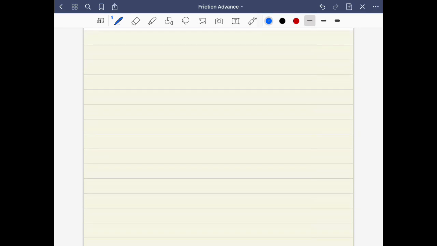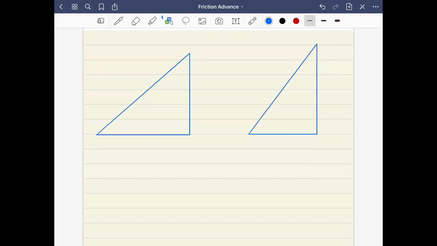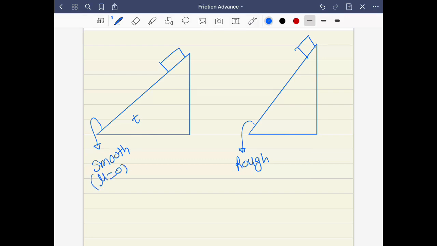So I'll just take the two inclined planes over here. These are the two inclined planes, right? Only difference is, one we have a smooth one, and the other one we have a rough one. In this smooth one it takes a time t, and this is the rough one. Here the coefficient of friction is 0, and here the coefficient of friction is not equal to 0.